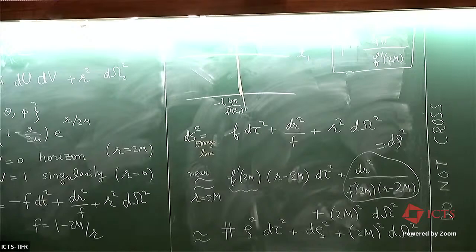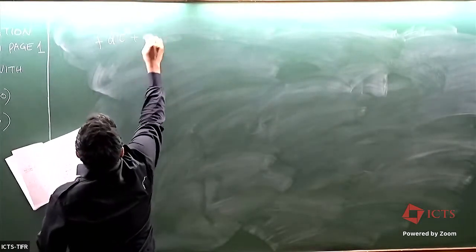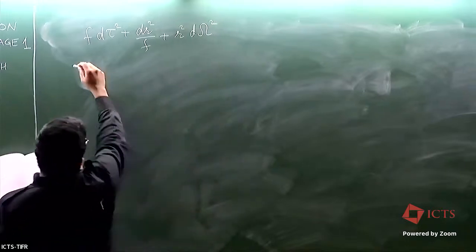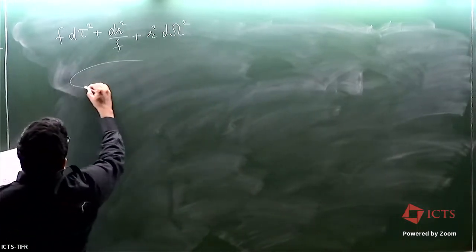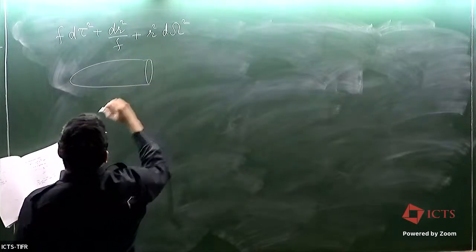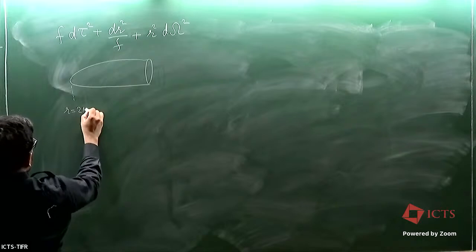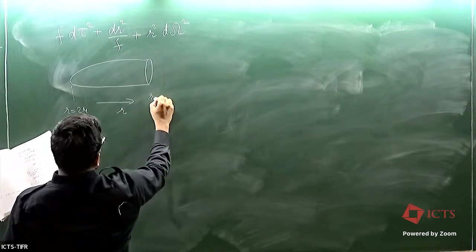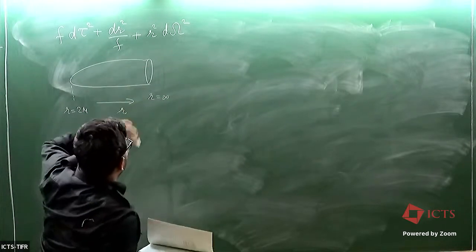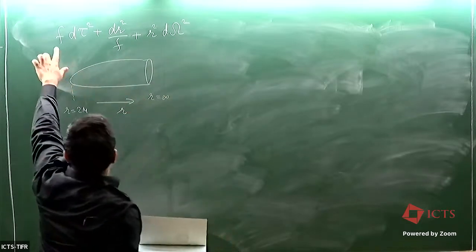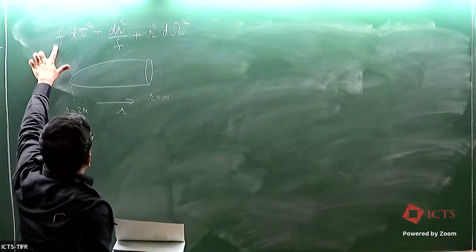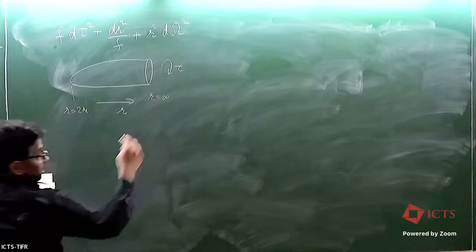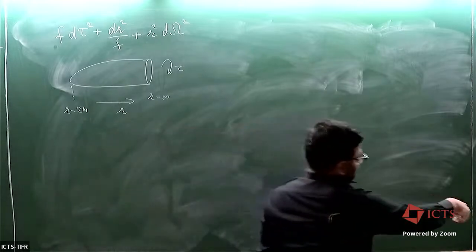So this metric, f d tau squared plus dr squared over f plus r squared d omega squared. The tau and r parts can be visualized as follows. You can think of a cigar shape. So this value is r equals 2m, where f vanishes and this circle smoothly shrinks. r increases this way. This is r equals infinity. And at r equals infinity, the circle doesn't keep growing bigger and bigger because f approaches 1 as r goes to infinity. So the size of this tau circle is beta asymptotically. It doesn't keep growing, unlike here, where it keeps growing forever.